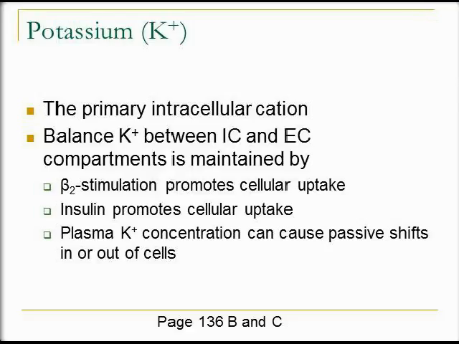And the balance between intracellular and extracellular potassium is maintained by several different things. It's maintained by beta-2 stimulation. This causes cellular uptake. Insulin promotes cellular uptake of potassium. And your plasma potassium concentration will cause a passive shift in or out of cells based on that concentration.